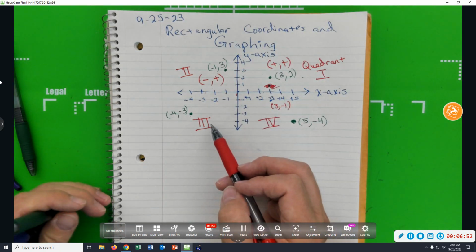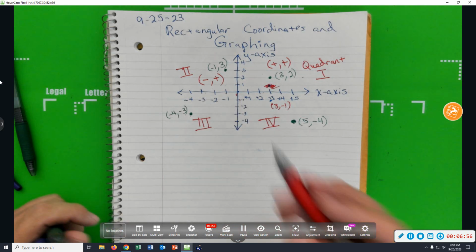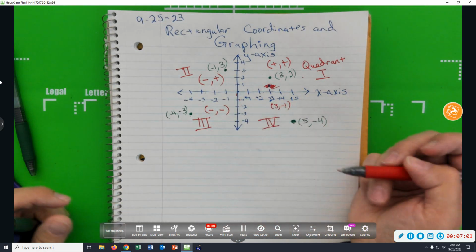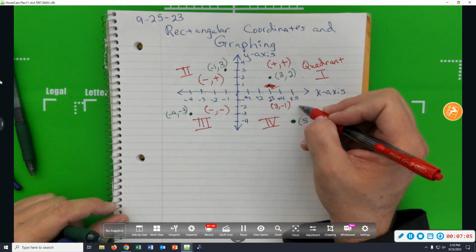Quadrant 3, what do we know about the signs? Negative, and I agree. You're going left and down. Quadrant 4, you'll go positive and negative.